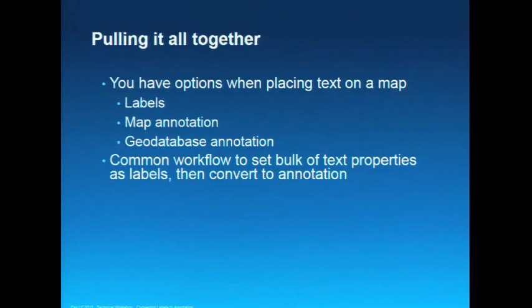All right. So pulling it all together, you've got your options when you're putting your text on your map. When you're dealing with feature-based stuff, you've got your labels, and then you can convert over to map anno or geodatabase anno. And the workflow we went through was just labeling and then converting over, and then you would continue on editing.